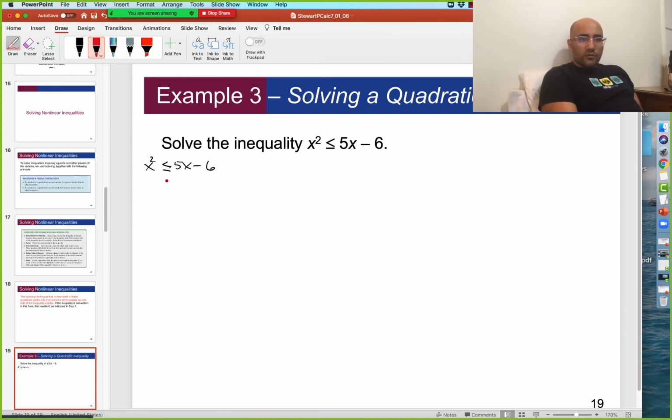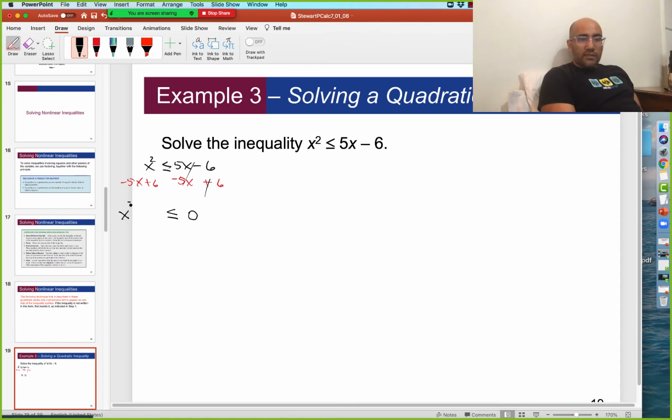So I'm going to subtract 5x from this side and also add 6, right? So this inequality will still be in place. On the right-hand side, these cancel and these cancel, so I'll have 0. I know that adding or subtracting to both sides of an inequality does not change the direction of the inequality, so I'm going to have it facing the same way. So x squared minus 5x plus 6 is less than or equal to 0.